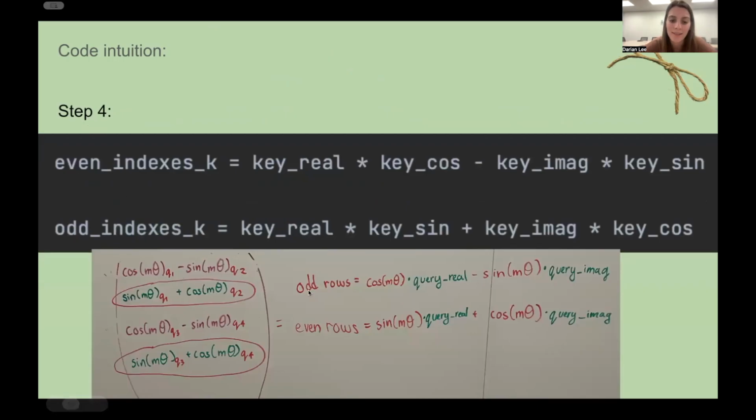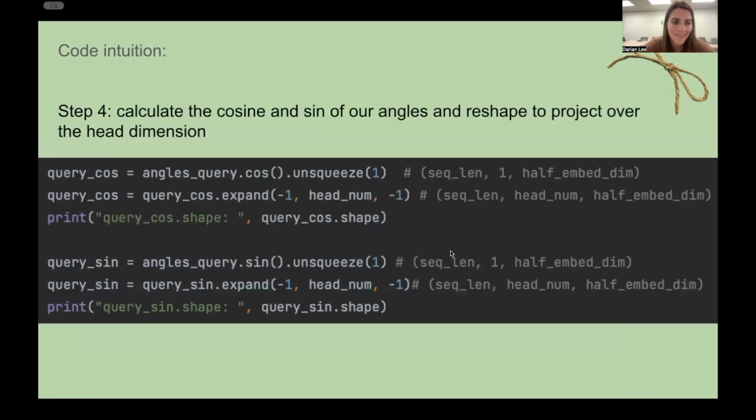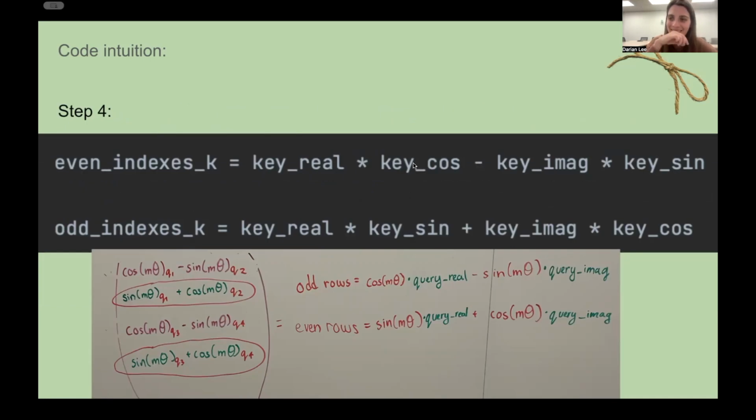Okay, so now we get to doing the last part of the mathematical intuition. We're going to find the odd and even indexes by multiplying these values by the imaginary parts of the key and the real parts of the key. And just a side note, this entire time I've been using query. I'm not sure why I decided to use key here, but they're going to be completely identical. The only difference is going to be the variables, like the names essentially.